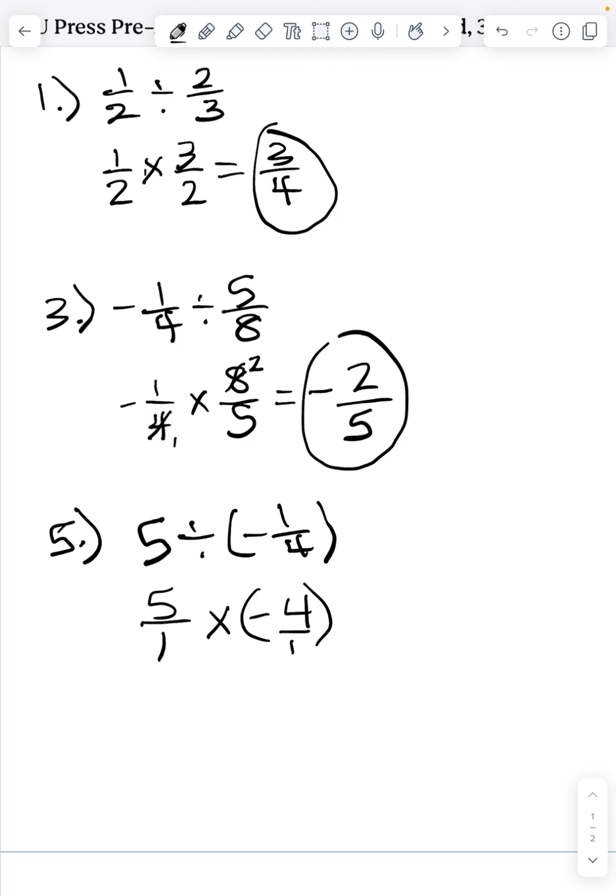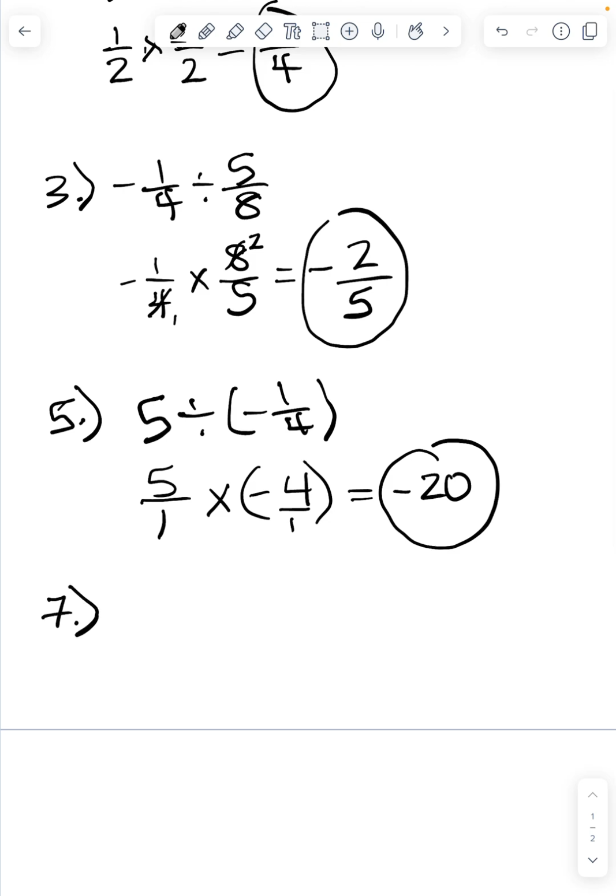I mean, you can put the over 1 there if you really need to see it. It does help since we already put the 5 over 1, not knowing that this was going to happen. But either way, we're going to multiply the numerators. That gets me -20. Multiply the denominators would get me 1. I'm just not going to write it over 1.